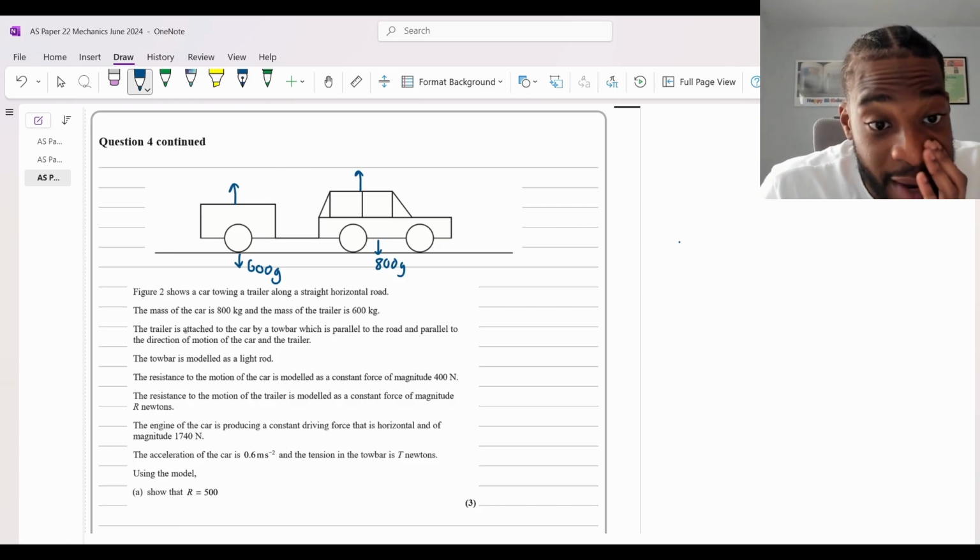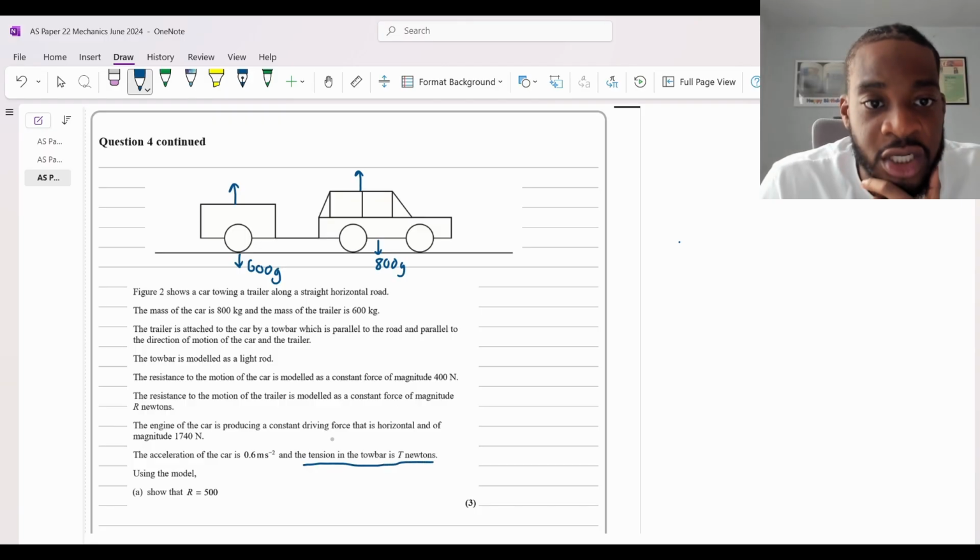The trailer is attached to the car by a tow bar, which is parallel to the road. So the tow bar has tension in it, doesn't it? It says at the very end, the tension in the tow bar is T newtons. Now, whenever you're doing these types of questions specifically, you're literally just going to have the tension going like that and the tension going like that. And you're going to have a T here, you're going to have a T there. Perfect.